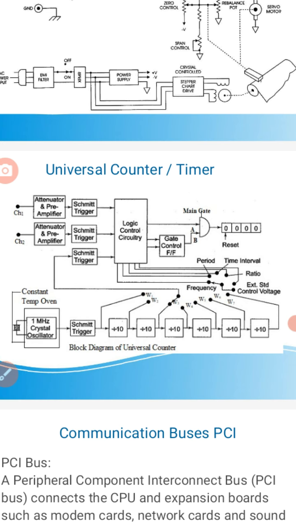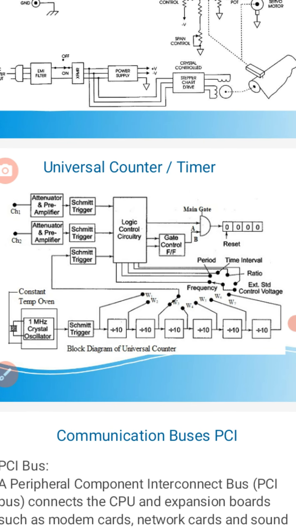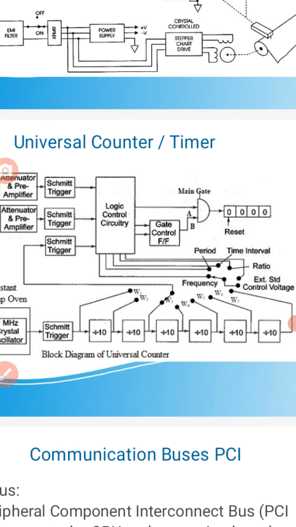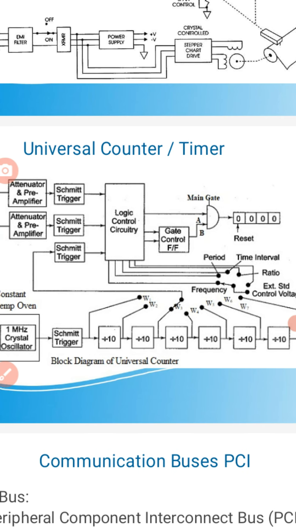Block diagram of universal counter is shown in the figure, whose first part is to measure frequency. The part of circuit of universal counter that is utilized for frequency measurement is given. Knob should be in a frequency measurement type. There are two channels for the input named as channel 1 and channel 2. The input signal reaches the preamplifiers through the attenuators.